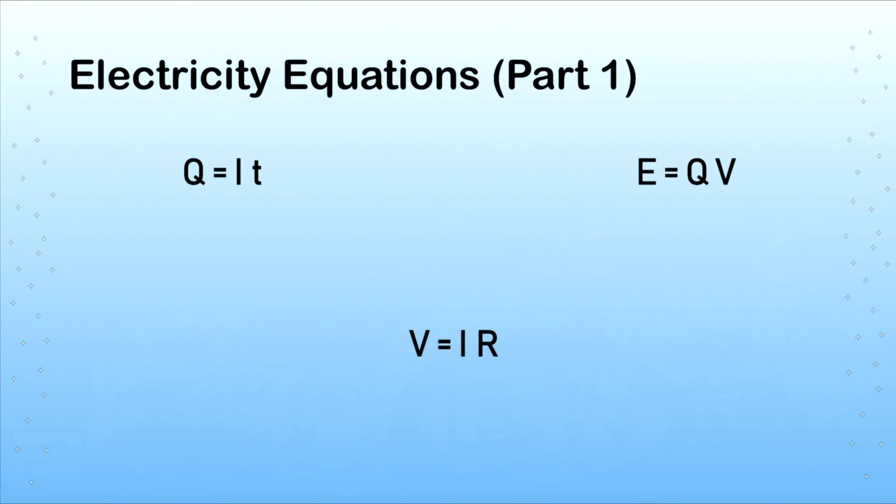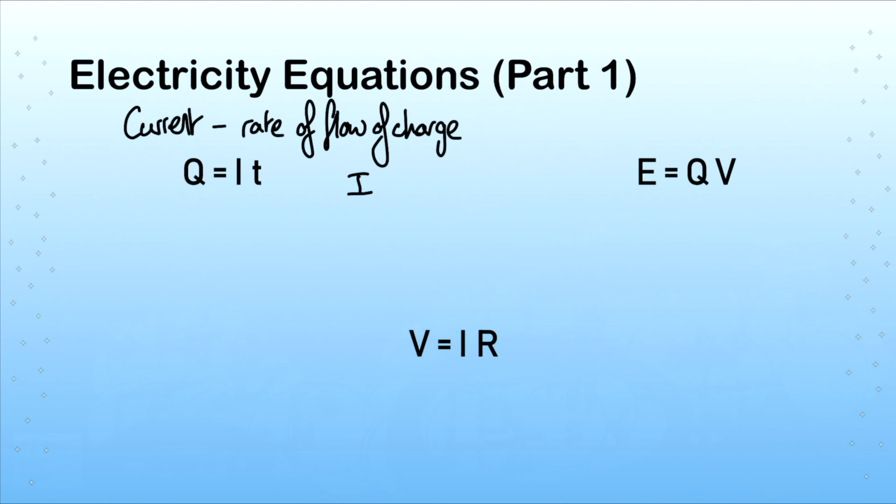In electricity, we have 6 equations to look at, and the first 3 are all to do with defining electricity and how it behaves, really. So the first equation here, we have a definition of current, which is Q equals IT. And the reason it's a definition of current is because current is the rate of flow of charge. And the rate of flow of charge can be written as I equals Q over T.